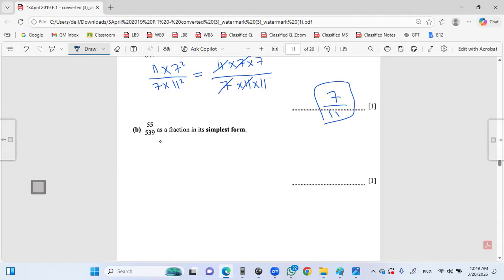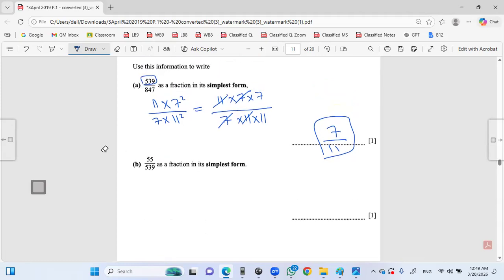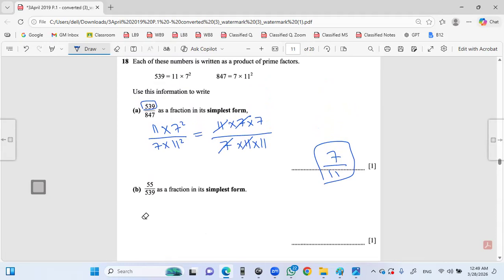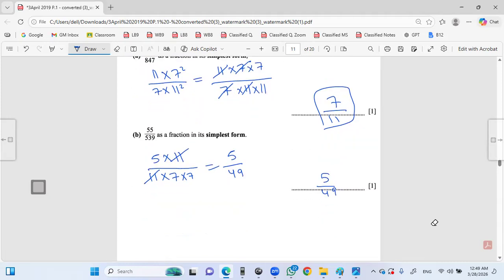Over here, you've got 55 over 539 as a fraction in its simplest form. I'm going to use the same fact about 55. I already know it. It is 5 times 11 over 539. They told you it is 11 times 7 squared, which is times 7 times 7. Bye-bye to the 11s. So I'm going to have 5 over 49.